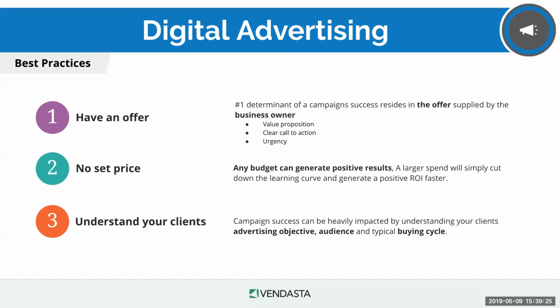What am I getting? Am I getting 20% off? Am I getting someone's time? Am I getting a special service or a promotion that I, as the audience, find valuable? What's the clear call to action? What do I want that audience to do? Do I want to have them call the business? Do I want to have them download a coupon, hit the website, and maybe look at a specific product line? An unclear call to action can sometimes kill a campaign faster than anything. And then lastly, urgency.